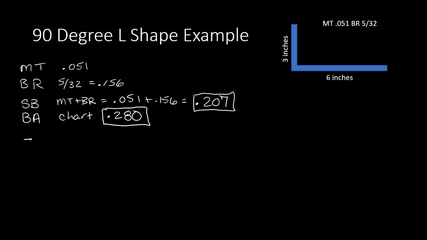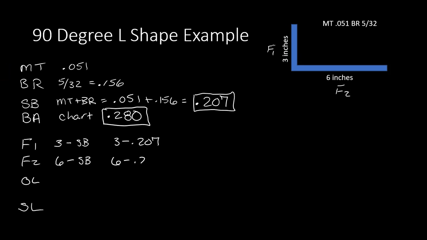So now that we figured that out, we can figure out our flats, flat 1, flat 2. We can figure out our overall length and something called sight line. And I'll explain sight line in a minute. So we got flat 1, I'm going to say that's the 3-inch one. And we have flat 2, I'm going to say that's my 6-inch. We're going to put our desired dimensions minus setback. So 3 minus 0.207 and 6 minus 0.207 gets us the flats. So we'll have 2.793 and 5.793.